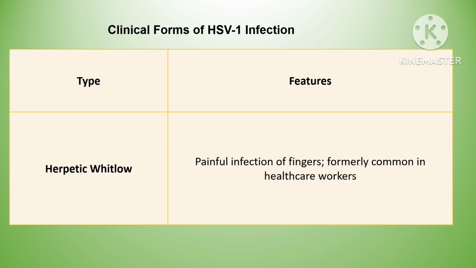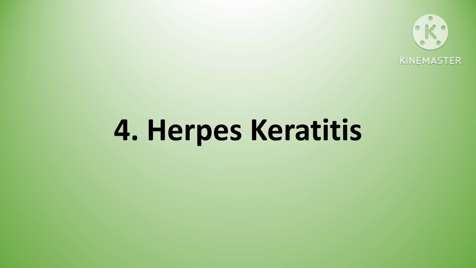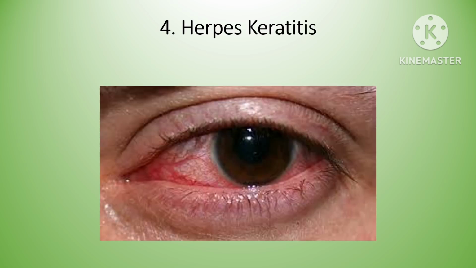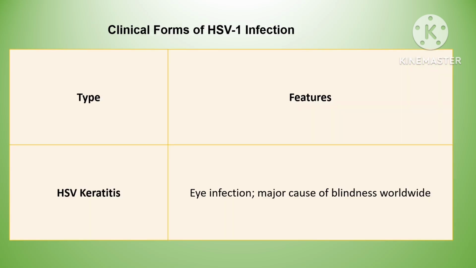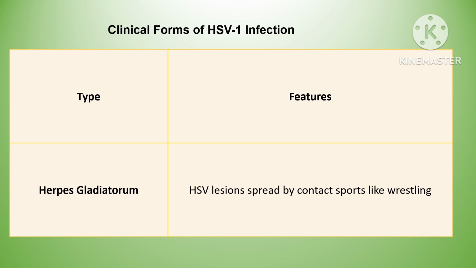HSV infection of the finger, often seen in healthcare or dental workers, is due to contact with infective saliva, and it's a very painful condition. Herpetic keratitis is when the virus infects the eyes, especially the cornea. It can cause eye redness, pain, and even blindness if left untreated. Herpes encephalitis is a very serious condition. The virus infects the brain, usually the temporal lobe, leading to fever, seizures, confusion, and coma. It needs urgent antiviral treatment.